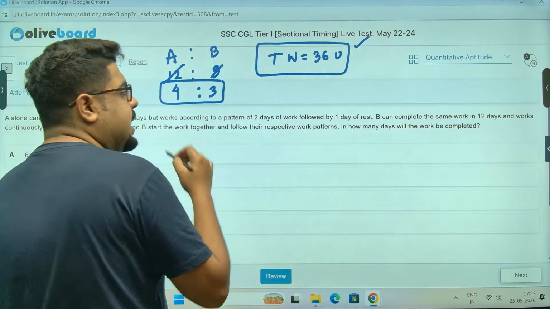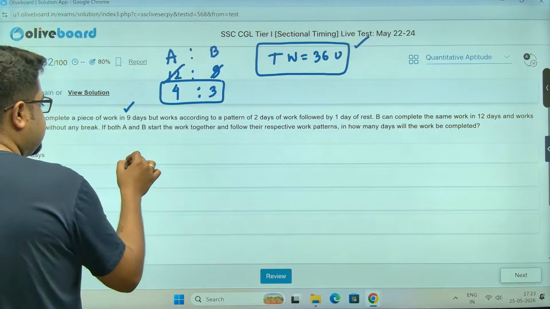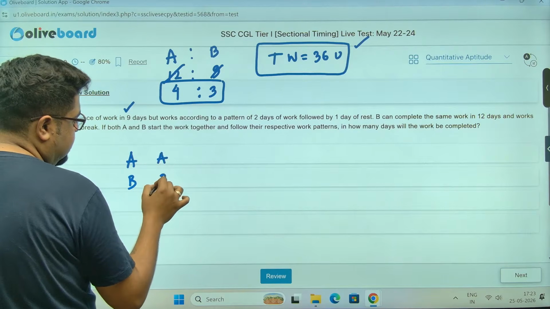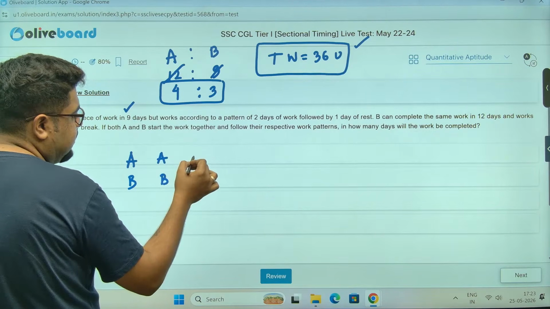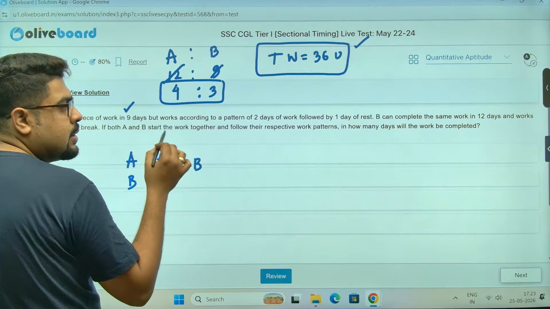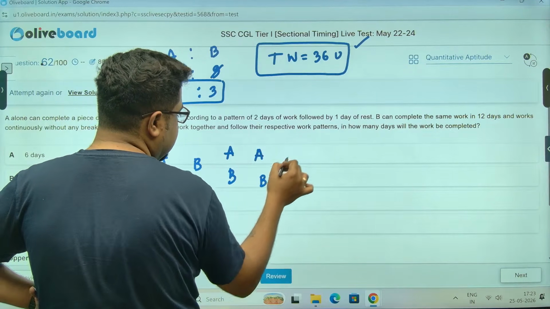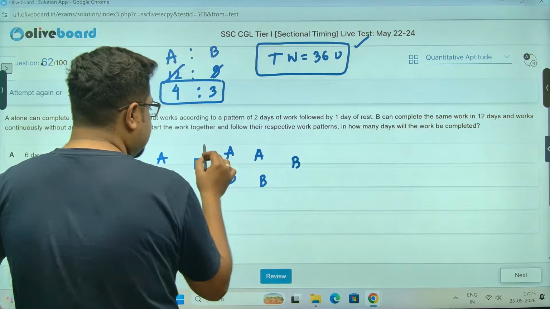Now A and B both started together. First day, A and B both will work. Second day, A and B both will work. Third day, sir, only B will work. Then again, A and B both work. Then again, A and B. Then again, only B works. And so on and so forth.